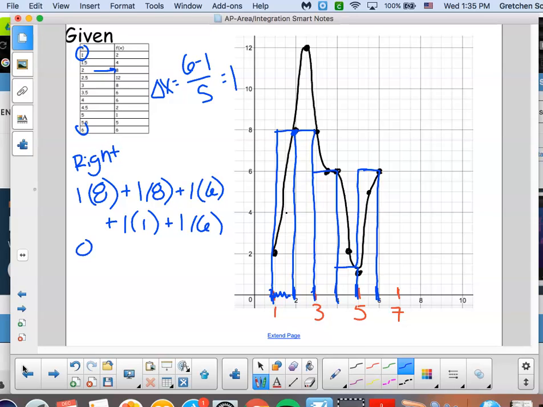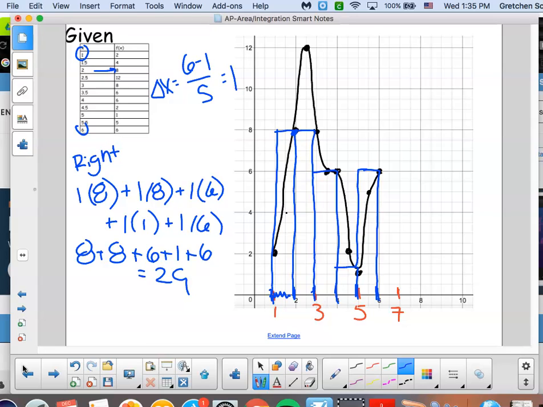What is 8 plus 8 plus 6 plus 1 plus 6? 29. Good job. So there's your right side. Can you really say if this one's an over or an under? It kind of changes based on the interval you're in, but you are missing that big top piece, so probably a little bit under.